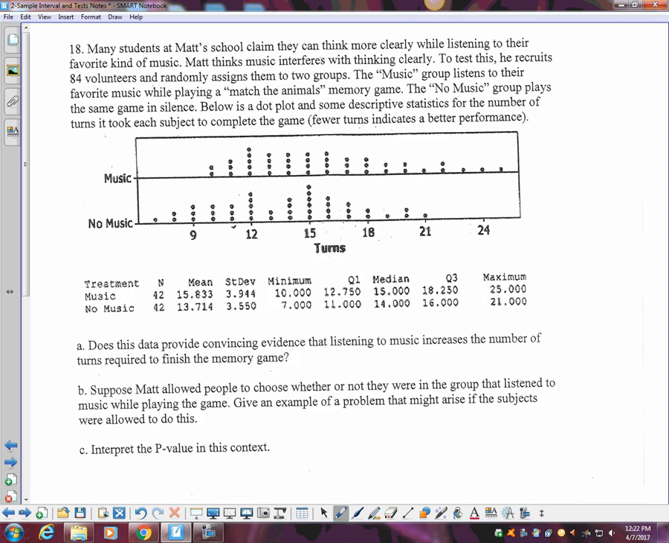Okay, anyway, it has given us a little Minitab. So you can see your sample size is 42 and 42, which is nice because the CLT applies. You've got your two means and your two standard deviations. Does this data provide convincing evidence that listening to music increases the number of turns required to finish the memory game? Suppose Matt allowed people to choose whether or not they were in the group that listened to the music while playing the game. Give an example of a problem that might arise, and interpret the p-value. Oh yeah, remember that one. Interpreting the p-value.